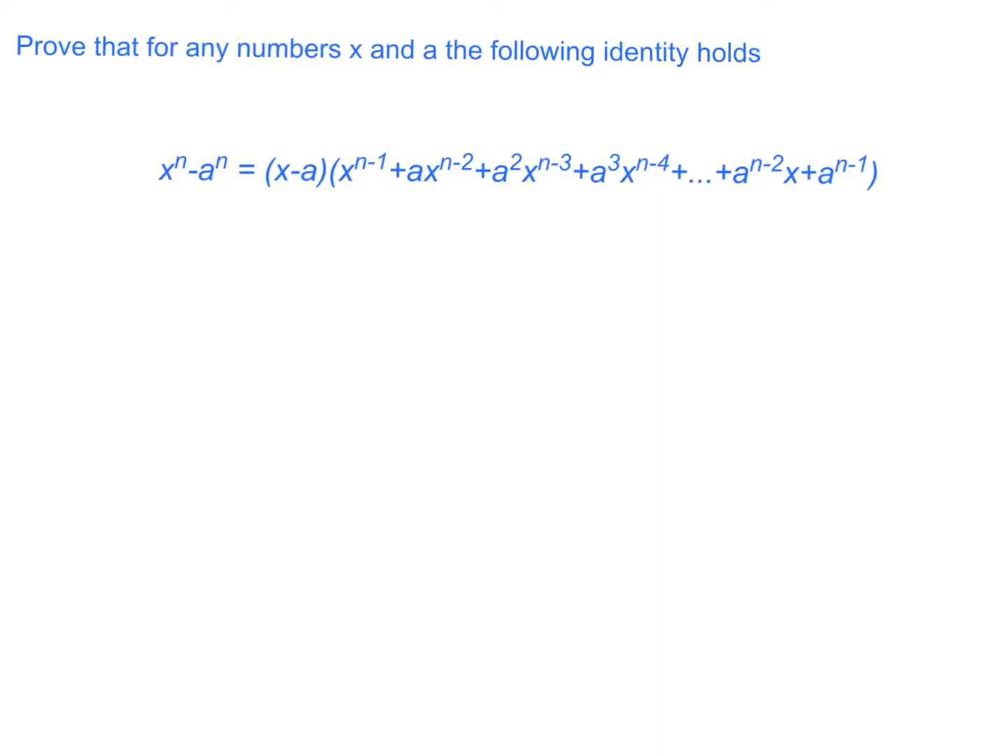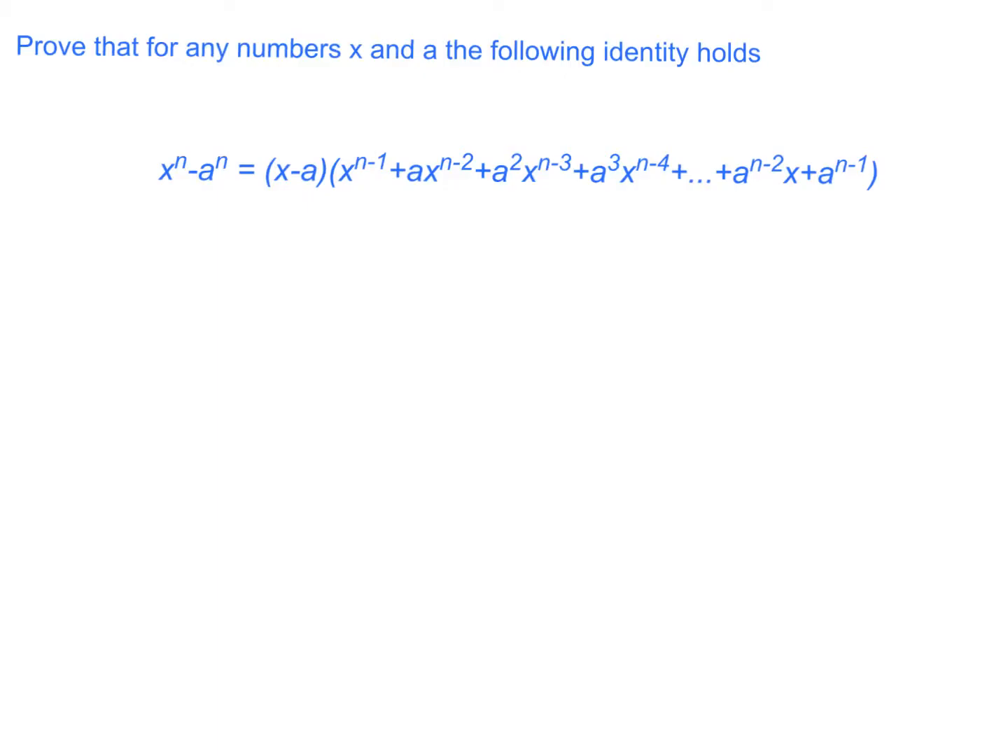x to the n minus a to the n is equivalent to x minus a times the quantity x to the n minus 1 plus a times x to the n minus 2 plus a squared times x to the n minus 3 plus a cubed times x to the n minus 4, and so on and so on, all the way until you get a to the n minus 2 times x, and then finally it kind of reverses cycle, so you have a to the n minus 1.